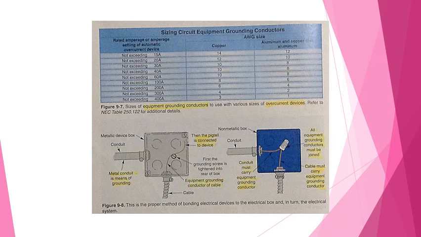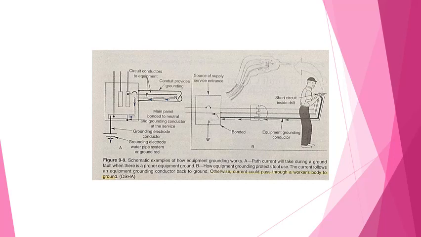Equipment grounding. Equipment grounding is the method that bonds the equipment grounding conductor to equipment enclosures and metallic non-current carrying equipment. Figure 9-9. A permanent and unbroken path is formed back to the service neutral and the grounding electrode.